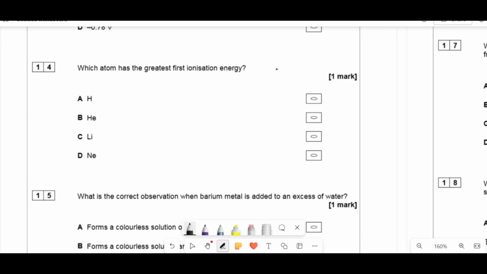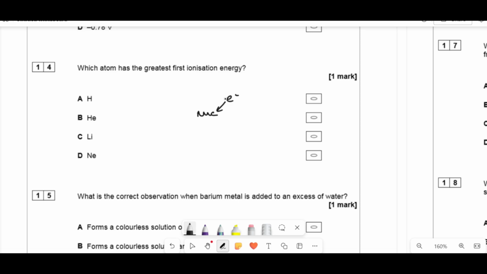It says which atom has the greatest first ionization energy, so that's the energy required to pull an electron off an atom, right? So remember that you've got your nucleus and you've got your electrons orbiting it, whizzing around. We need to make sure whatever we choose has the strongest attraction between these, as in the nucleus is pulling on the electrons as hard as possible, right?